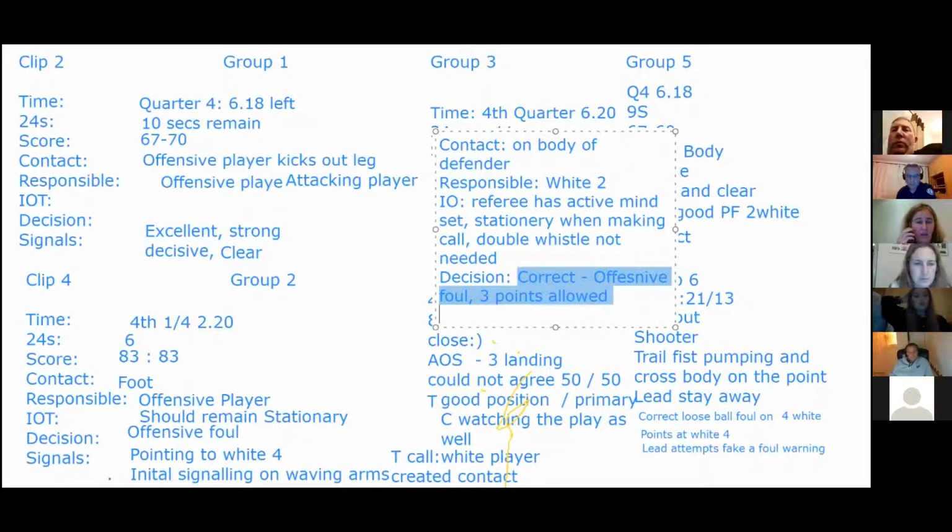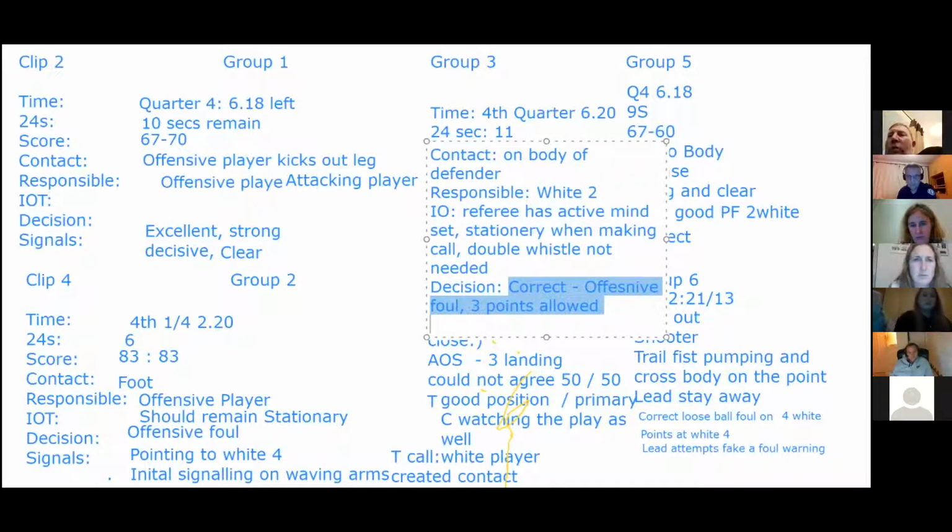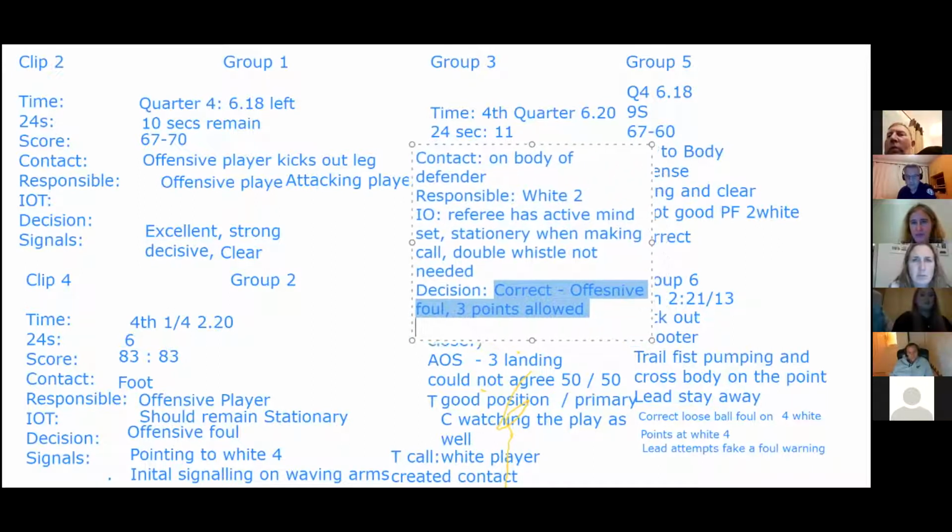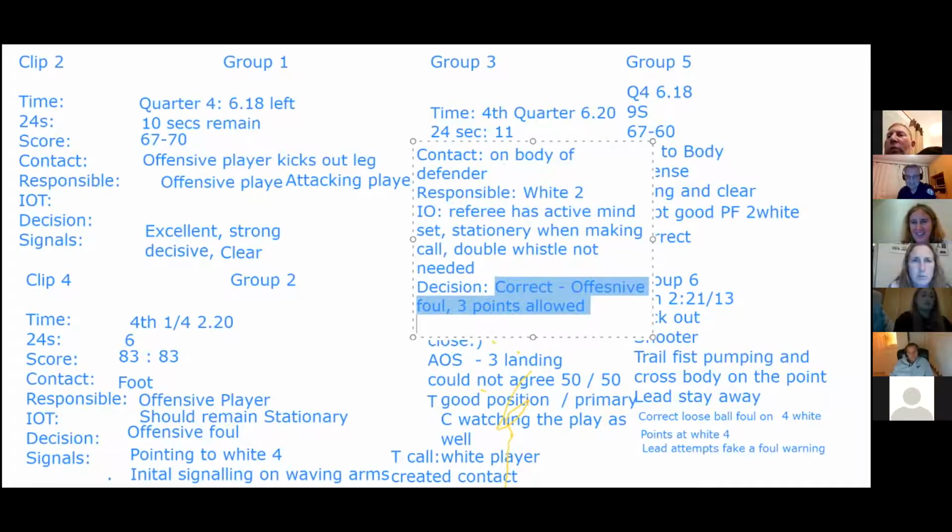Okay, because if our mind is not ready for this kind of plays, it's quite hard to get the right decision. So your answer is correct, except for this. Yeah, I just should have said personal instead of offensive foul. Yeah. Exactly. Thank you. Thank you.